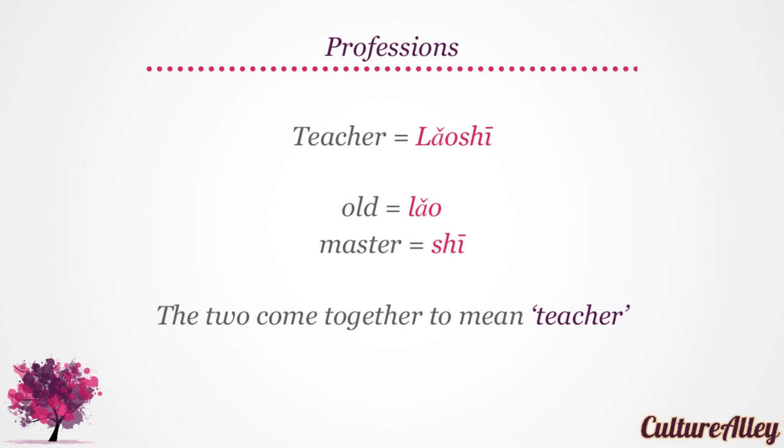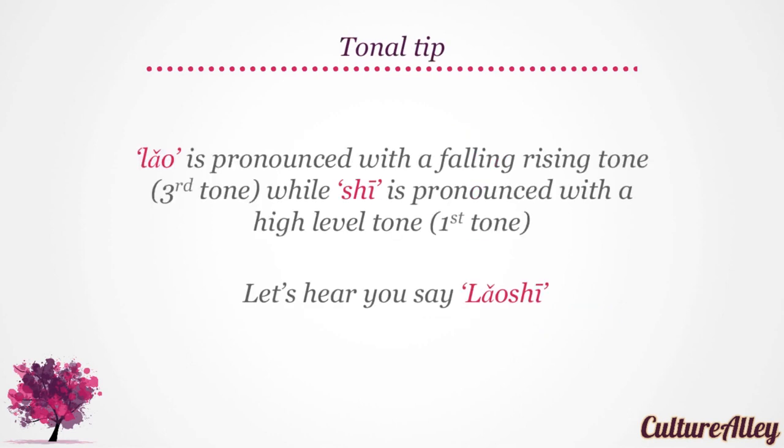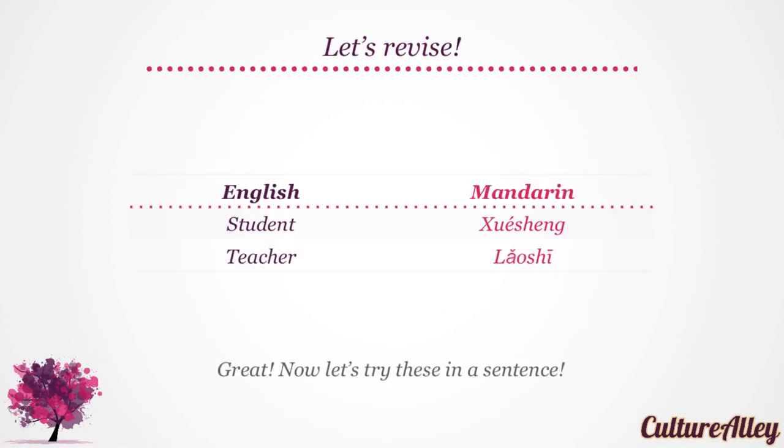Let's see how the word teacher is pronounced. 老 is pronounced with a falling, rising tone, while shi is pronounced with a high level tone. Let's hear you say 老师. Once again, it's 老师. Wonderful! Let's review the two new professions we learned today. Student translates to 学生, while teacher translates to 老师.